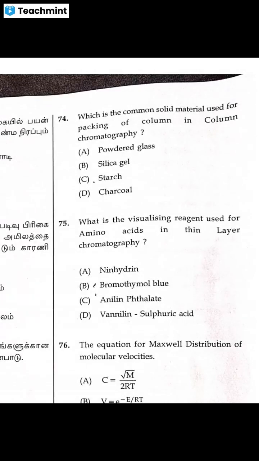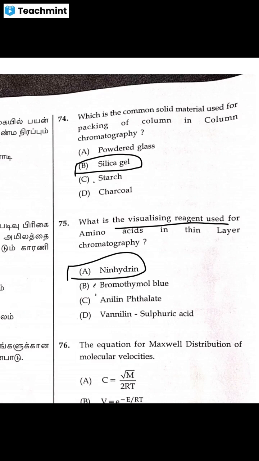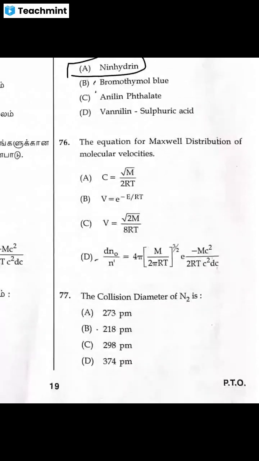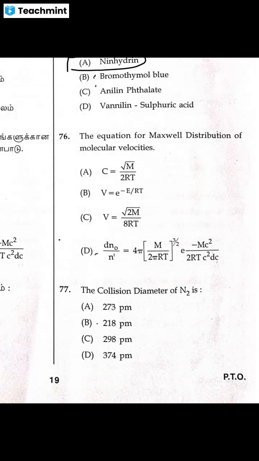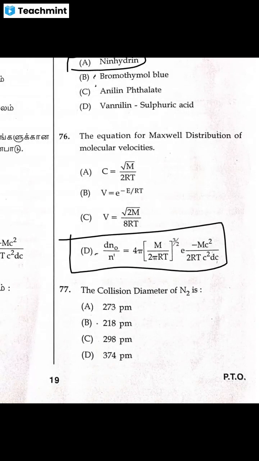Next one, in chromatography, the solid material should be silica gel, which is porous and has good absorption, so we use silica gel. And in thin layer chromatography of amino acids, the visualizing reagent for amino acids is ninhydrin. And the Maxwell distribution, okay, this is the final answer. This is option D.